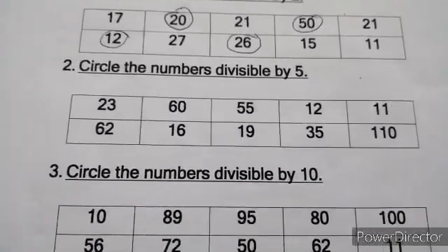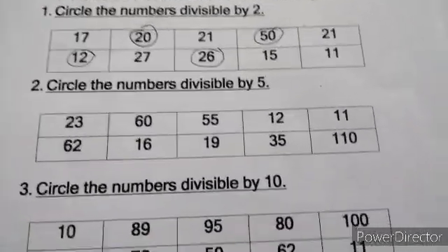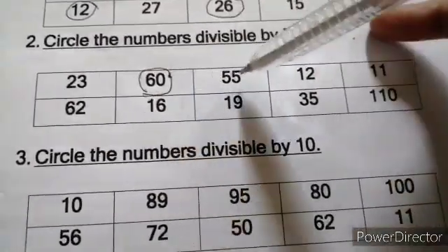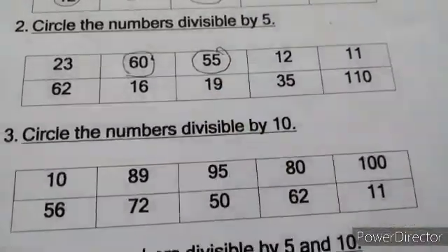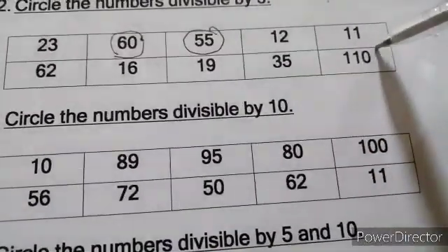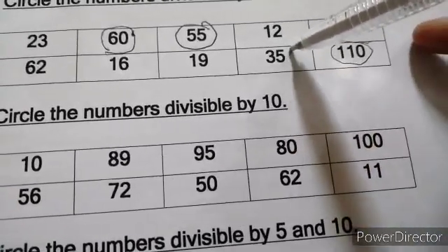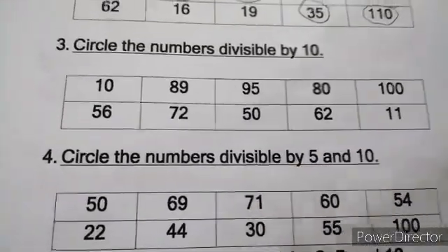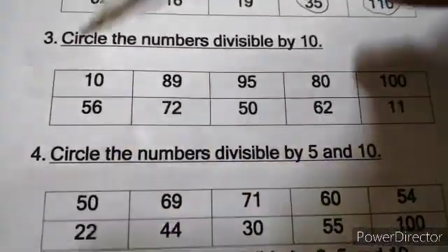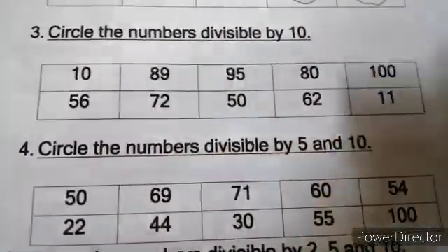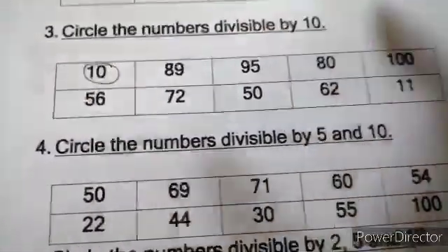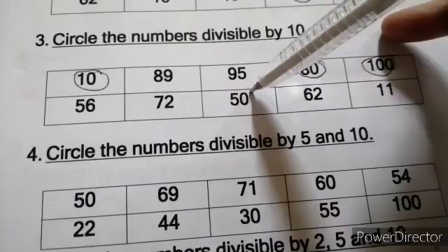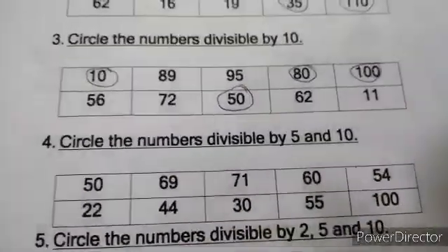Then circle the numbers divisible by 5. It should either end in 0 or 5, right? So 6, 60, 55, 110, 35. All these are divisible by 5. Then circle the numbers divisible by 10. It should end only in 0. If it has to be divisible by 10, it has to end only in 0. So 10, 80, 100, 50. All these are divisible by 10.